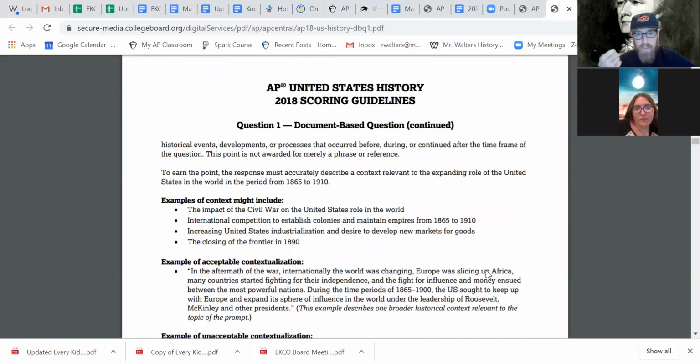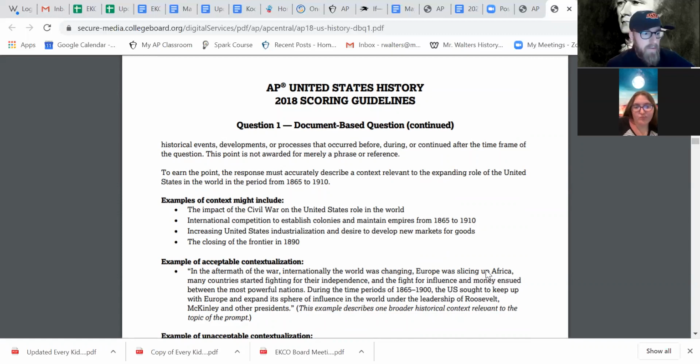They said you could talk about the Civil War and its impact on the United States' role in the world. They said you could talk about international competition to establish colonies and maintain empires. They said that it would have been good to talk about the increasing United States industrialization and its desire to develop new markets for goods. So that would be a good answer. And then last, they said you could talk about the closing of the frontier in 1890.